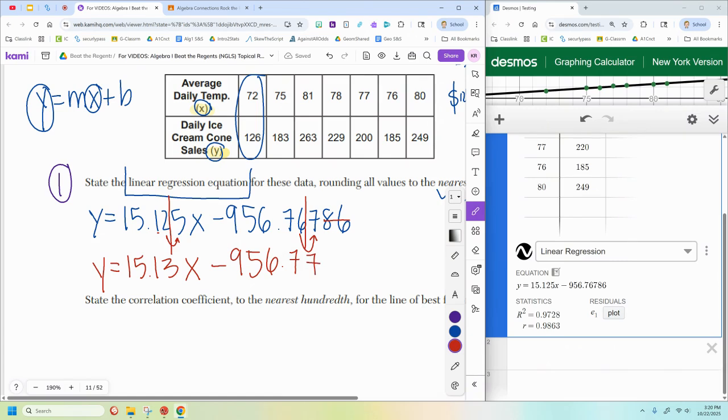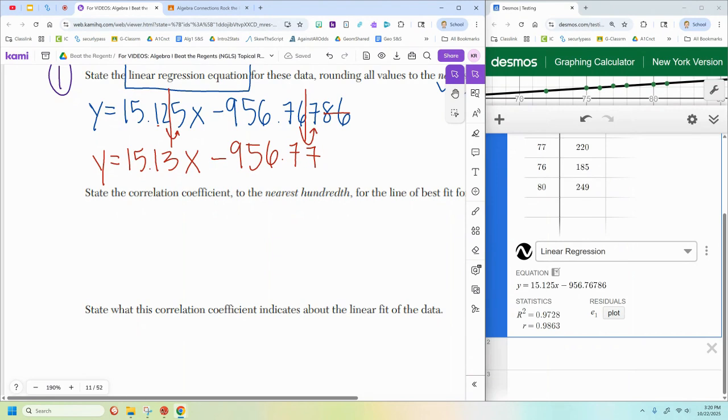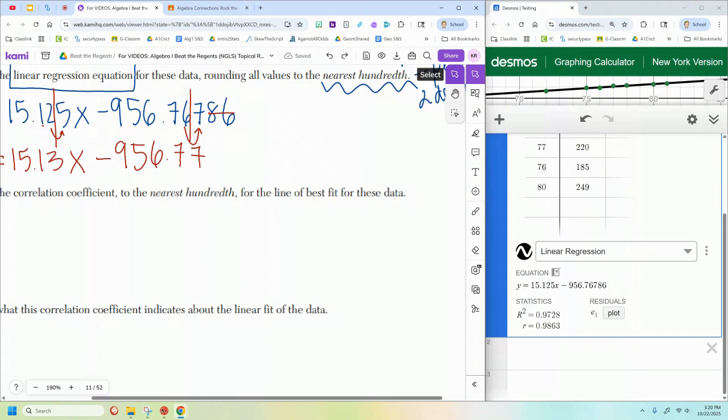All right, and then that means I can plug in a temperature and do a prediction for how much money I will make at the ice cream stand. The next part says, what is the correlation coefficient? State that to the nearest hundredth. This is a 4-point question. I don't know how I got that goofy in my head. To the nearest hundredth for the line of best fit. The words right here, the line of best fit, that is the linear regression.